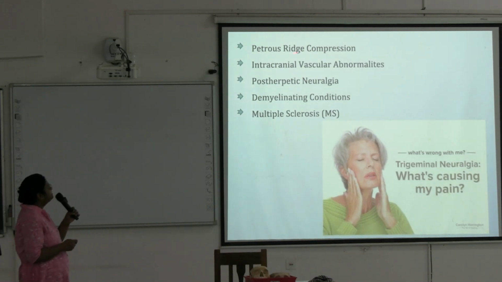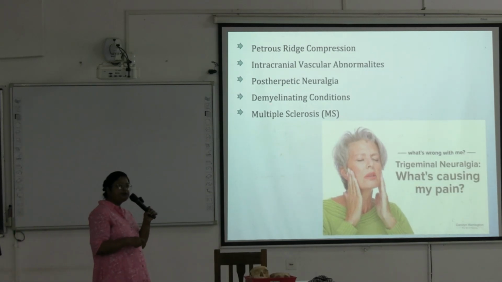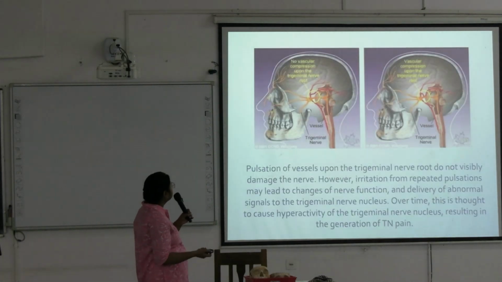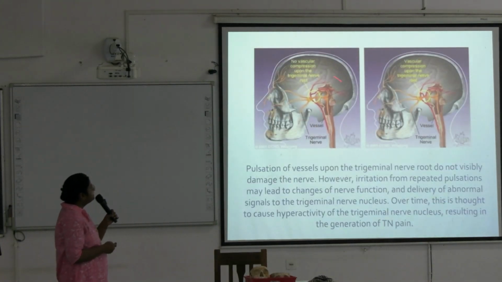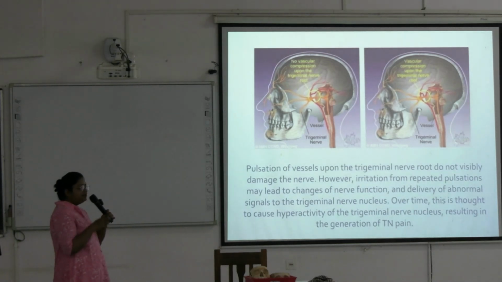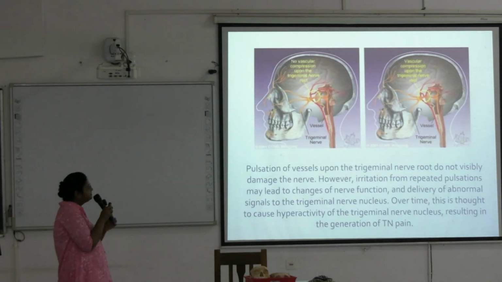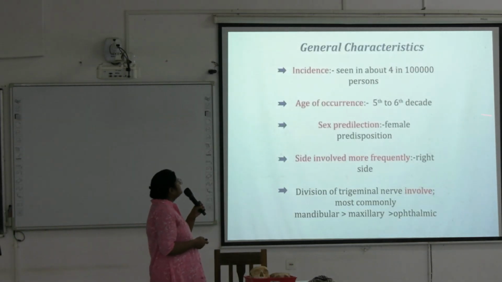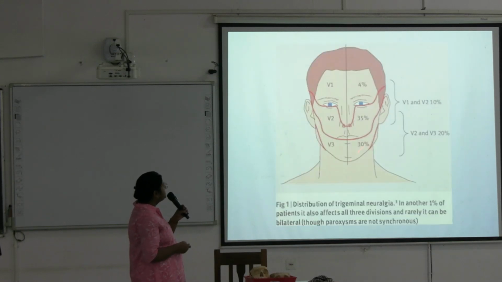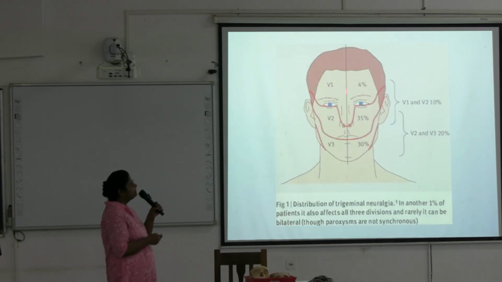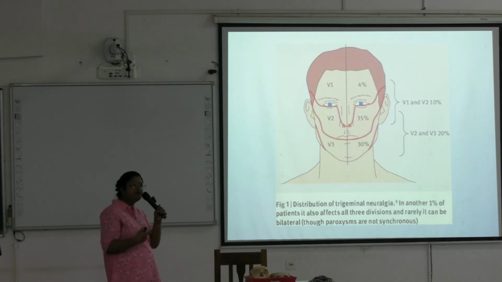So these are the other causes: petrous ridge compression, intracranial vascular abnormalities, post-herpetic neuralgia, demyelinating condition, multiple sclerosis. Okay, so the ganglion is involved, and there will be pain in the regions of the different divisions. In 4% of cases the ophthalmic division is involved. In 35% of cases, maxillary, and in 30% of cases, the mandibular division is involved.